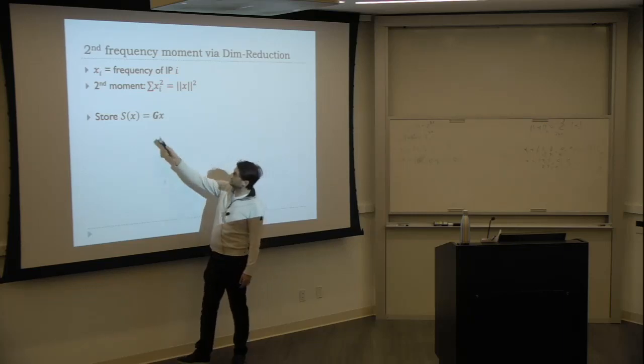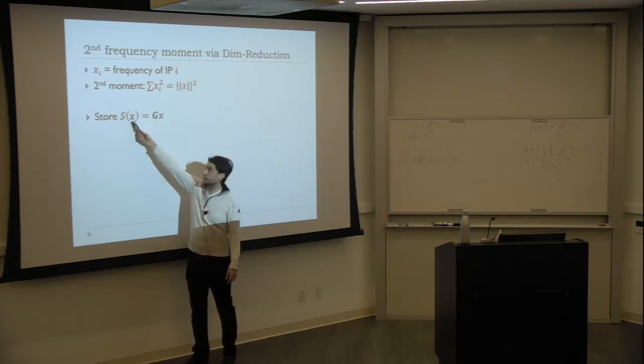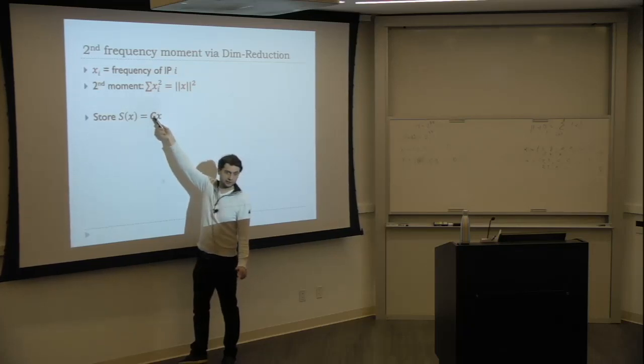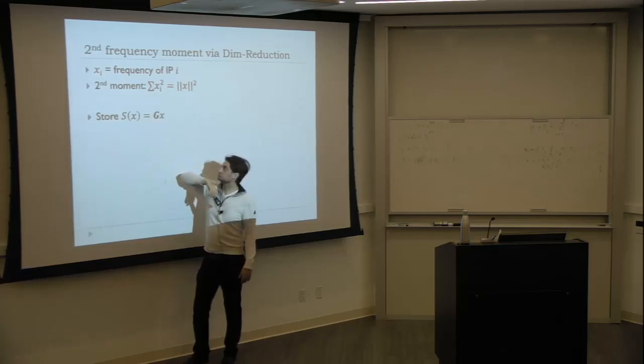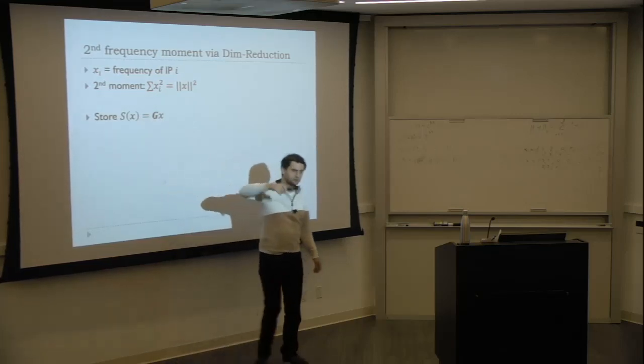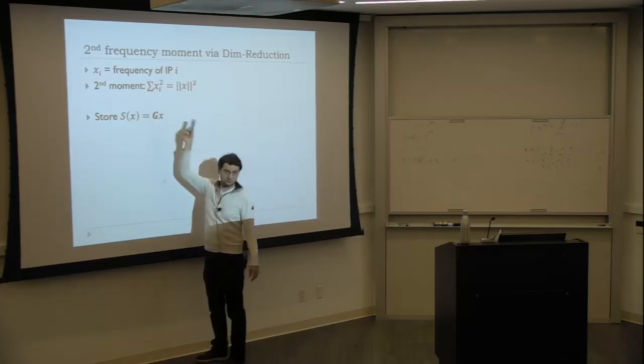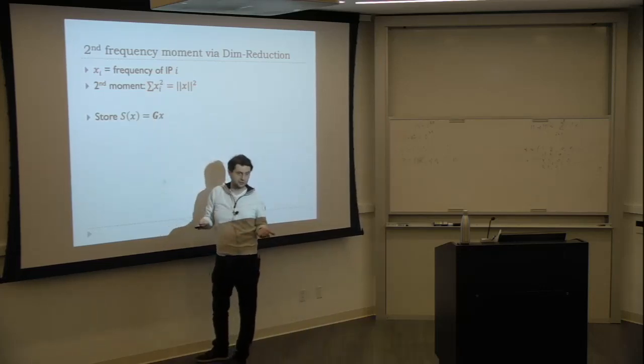Right? So what does it mean? Well, for the current vector x, we just pick the Gaussian matrix randomly, again, of some dimension k by n, where k will be something like 1 over epsilon squared. Okay, and we store this. So we store the dimension reduced vector x.